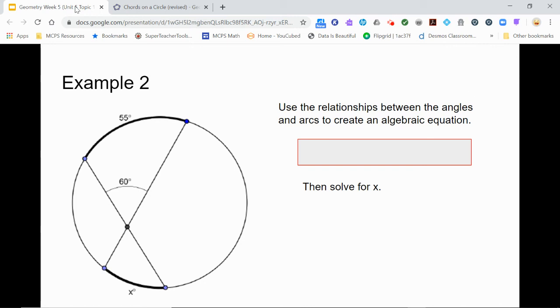Since the lines intersect within the circle, we know that twice the measure of the vertical angles equals the sum of the measures of the intercepted arcs. So 55 plus x equals 2 times 60. Or 55 plus x equals 120. And we find that x is equal to 65 degrees.